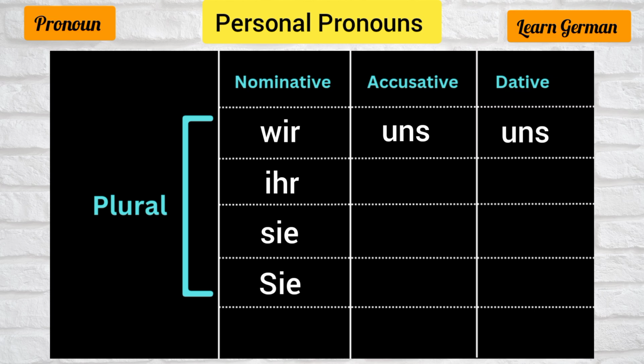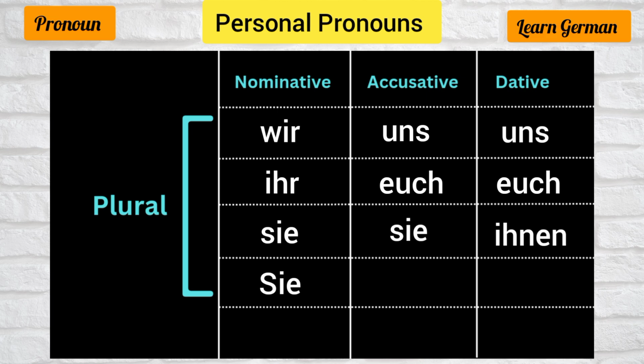Ihr becomes euch in accusative case but euch remains euch in dative case. Sie remains sie in accusative case but sie becomes ihnen in dative case.